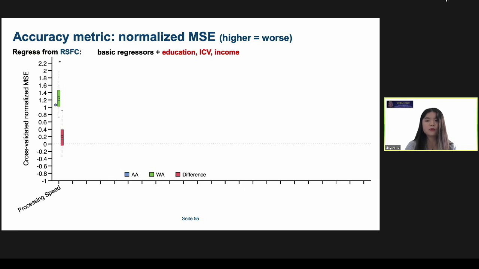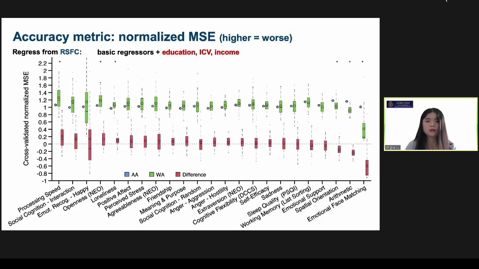Same as before, blue means African Americans, green means white Americans, and red is the difference. Star indicates the difference is significant. We can see that the red bars are more overlapped with the zero line, implying that part of the group difference in predictive COD was related to different variances.